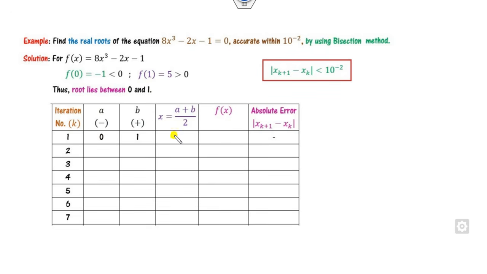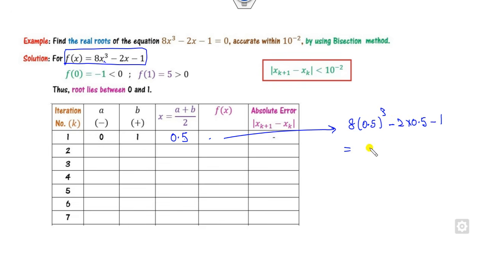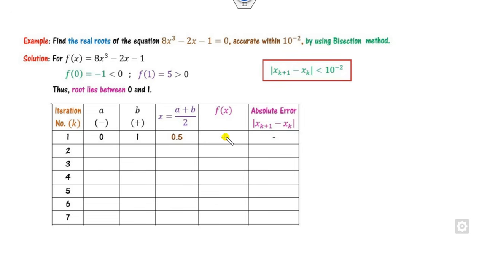What is that? A plus B by 2 is 0.5. Find f of x at the point 0.5. This value will be 8 times 0.5 cubed minus 2 into 0.5 minus 1. So this will be 1 minus 1 minus 1. It is minus 1. Now since it is the first step, there is no previous iteration, so there is no error here.